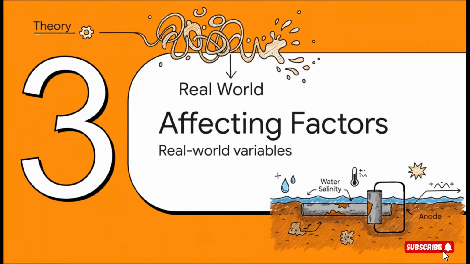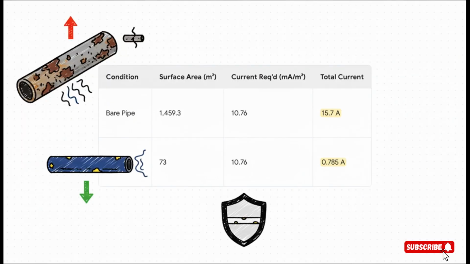Okay, so let's step away from the clean lines of the theory and get into the messiness of the real world. Because out in the field, there are a bunch of environmental factors that can dramatically change how much current we actually need to get the job done. So here's a crucial point. The amount of current you need is directly tied to the amount of exposed metal surface area.